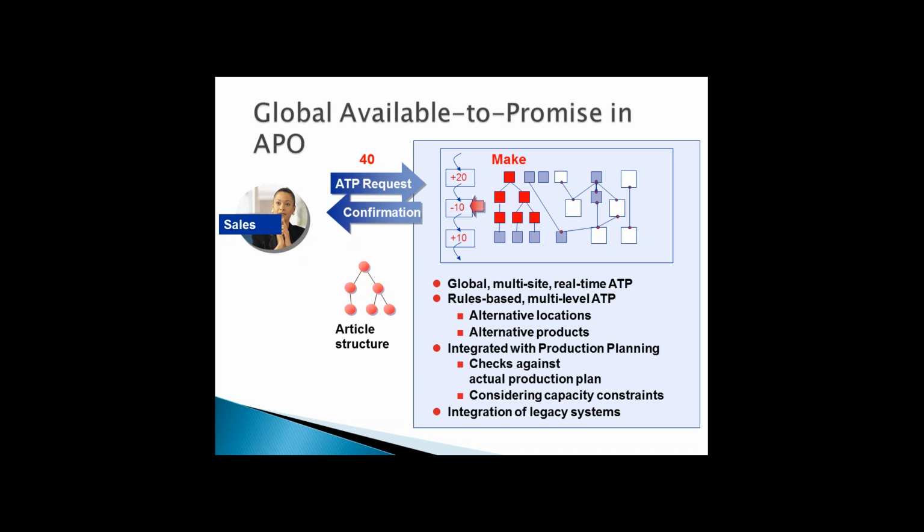And GATP can be integrated with PPDS, production planning. So it checks against your actual production plan, considering capacity constraints, and GATP can integrate with the legacy systems as well.